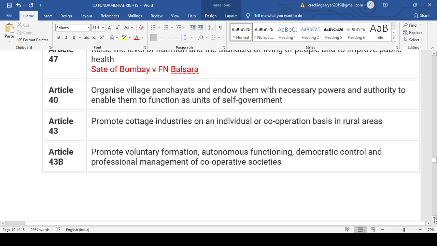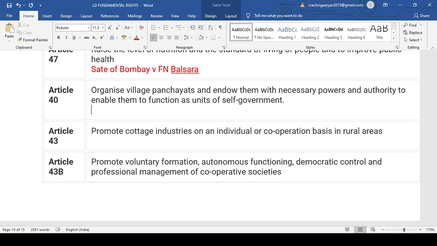Now this Article 40, when we discuss the important amendments to the constitution, we will be discussing in detail. That is the 73rd amendment. The 73rd amendment talks about the introduction of the Panchayati Raj system in Part 9. Now what is Part 9? That we will be discussing when we discuss the schedules.